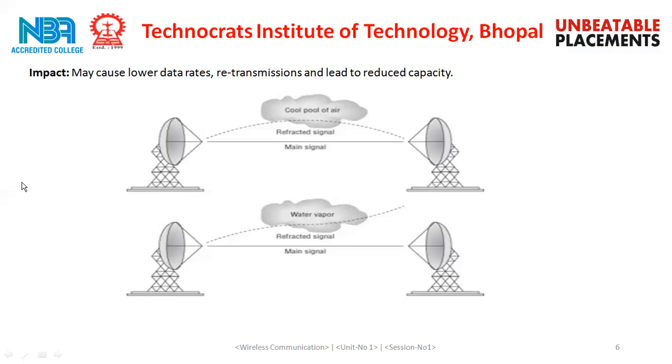But in the next picture, we can see two antennas, one transmitting and the other receiving. In that picture, our signal is refracted by water vapors. Here we can see that the signal from the transmitting antenna goes away from the receiving antenna. In this case, retransmission may occur. So refraction sometimes causes retransmission and leads to reduced capacity of the signal.